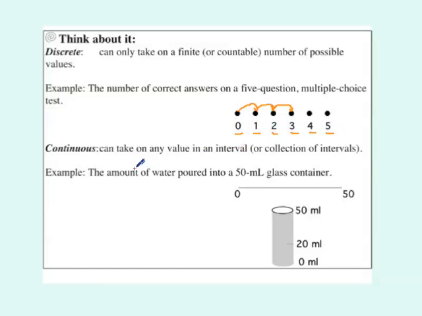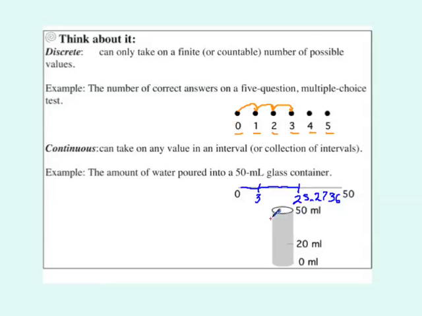All right, let's contrast that to a continuous variable. Say you had a 50 milliliter glass container and you're pouring water into it. Well, now this time, any value is possible. So I could fill the container up to, say, 3 liters, or I could fill the container up to 25.2736 liters.